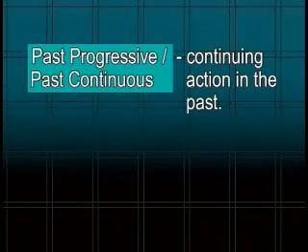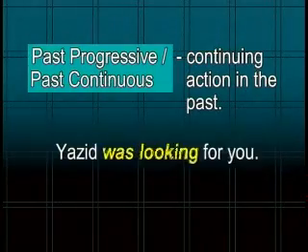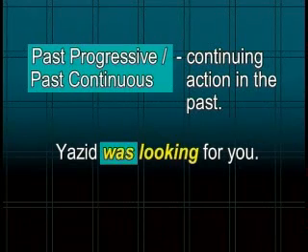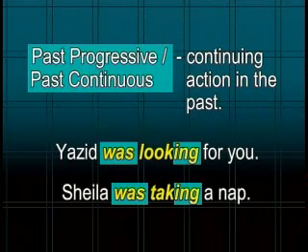For example, Yazid was looking for you. As you can see, we use the auxiliary verbs was or were and the gerund form of the main verb. That is, the ing form of the main verb. Another example is, Sheila was taking a nap.